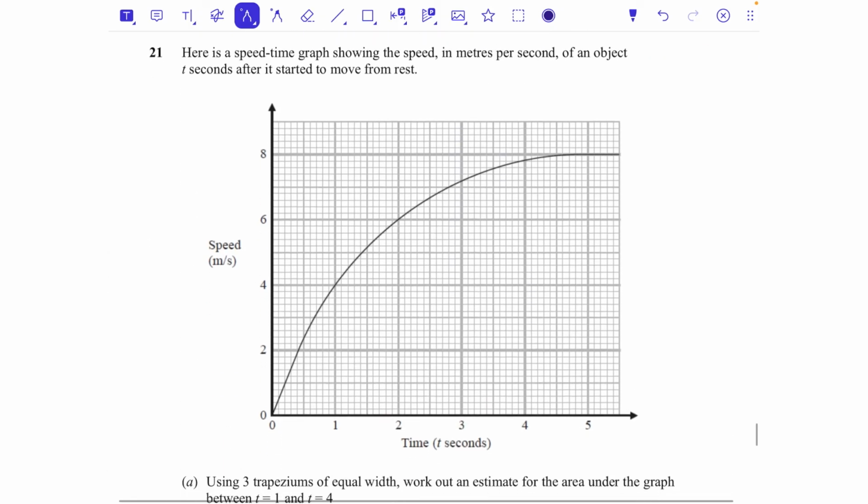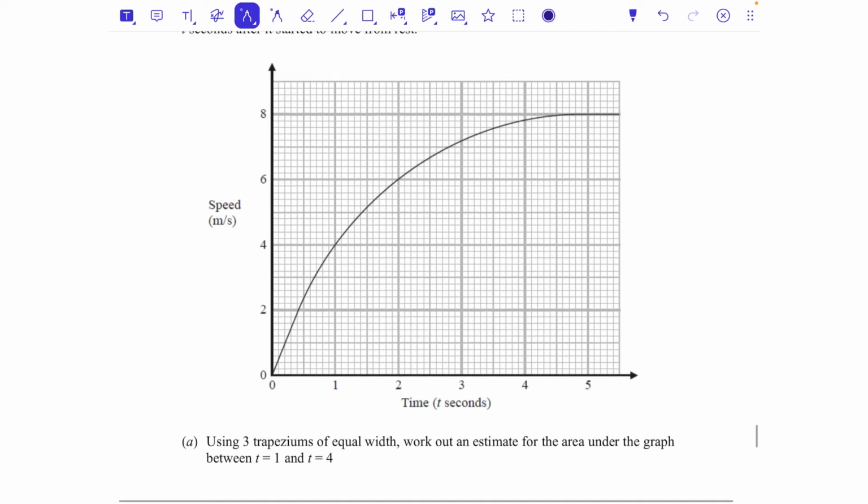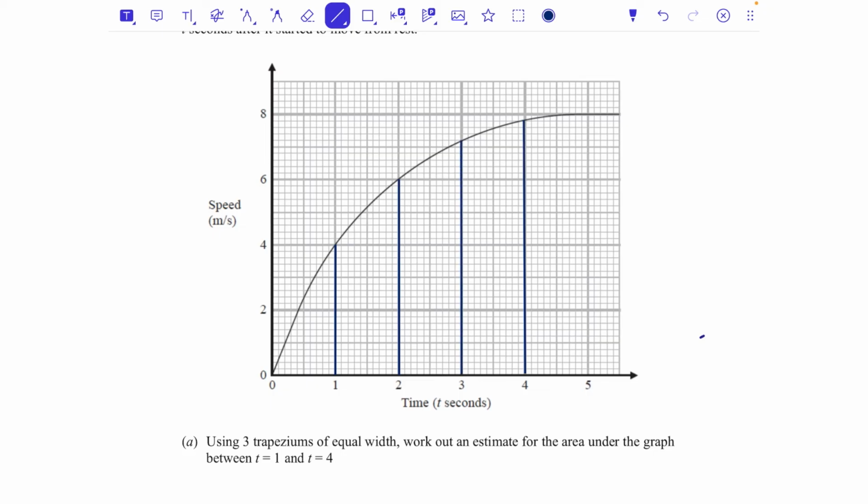Okay, question number 21. Here is a speed time graph showing the speed in meters per second of an object t seconds after it started to move from rest. Using 3 trapeziums of equal width, work out an estimate for the area underneath the graph between 1 and 4. So I'm going to use my ruler here. I want to work out the area between 1 and 4. And they've asked me to use 3 strips of equal width. So we're going to therefore go like this and make 3 trapeziums.